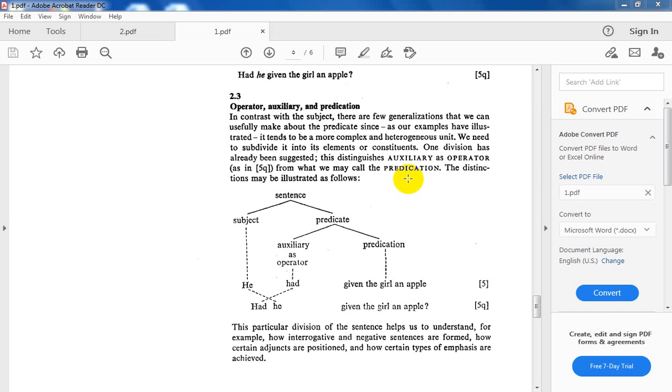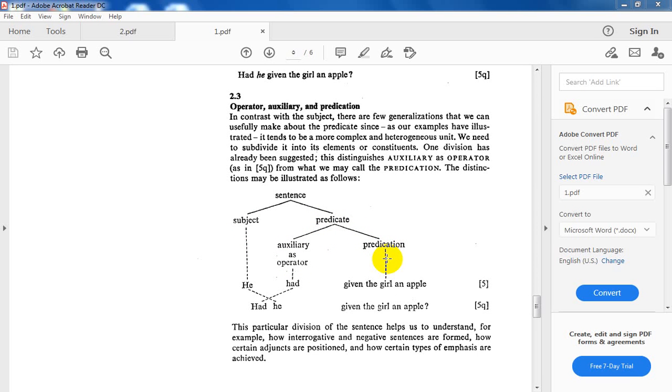So later on, they divided the sentence into subject and the predicate. The predicate itself is subdivided into auxiliary as operator plus predication. So when we exclude the subject from the sentence, we will have the predicate. When we exclude the auxiliary or the operator from the predicate, we will have what is called the predication.